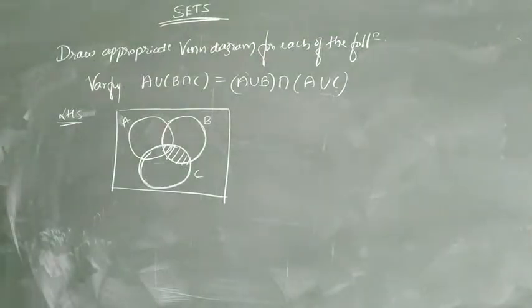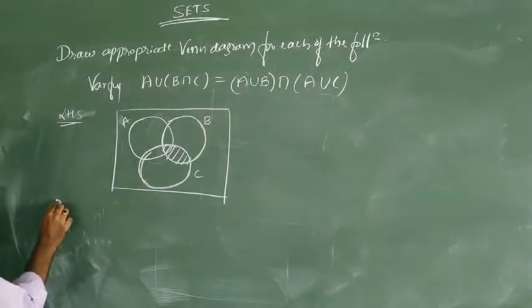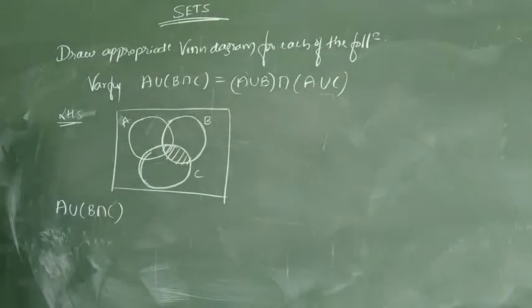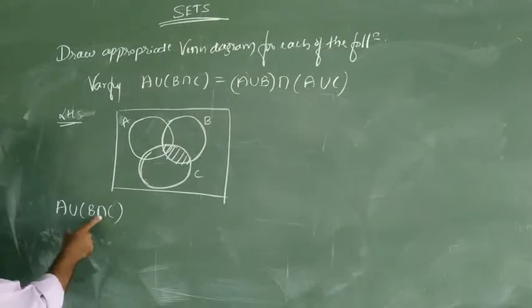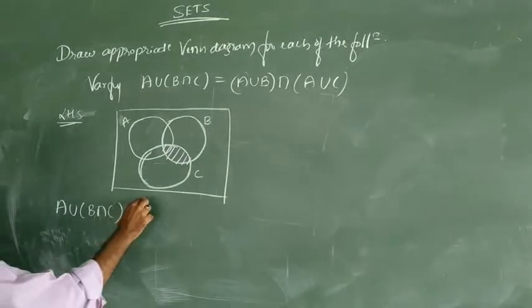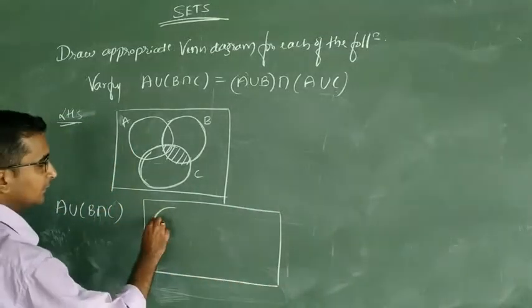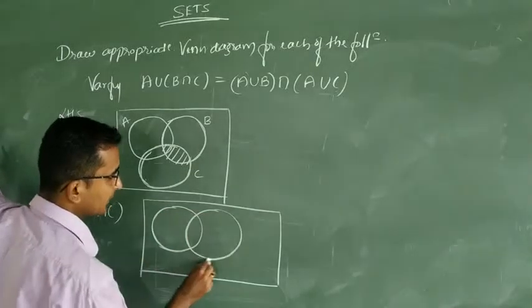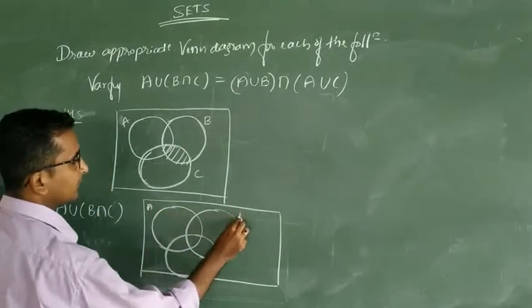Next, what we have to solve is A union of B intersection C. A union of B intersection C means the elements which are present in A, or in B intersection C, or in both. Note: this is again A, this is again B, this is again C.